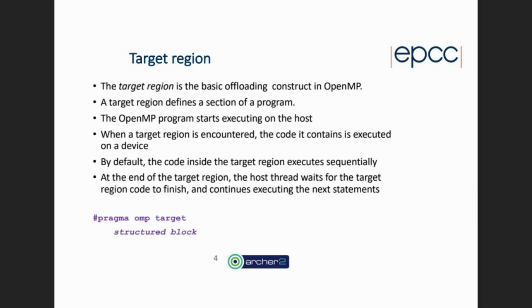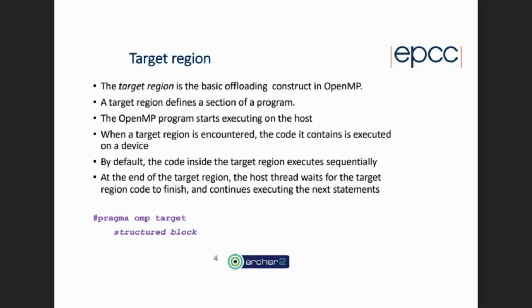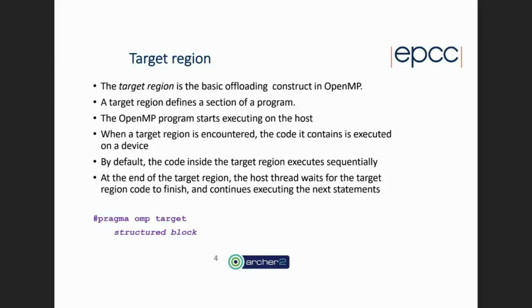So in the same way that the parallel region is the basic parallel construct in OpenMP, the target region is the basic offloading construct in OpenMP. Like a parallel region, it defines a section of the program. The analogy is that the OpenMP program starts executing on the host. When a target region is encountered, the code it contains will be executed on the device.